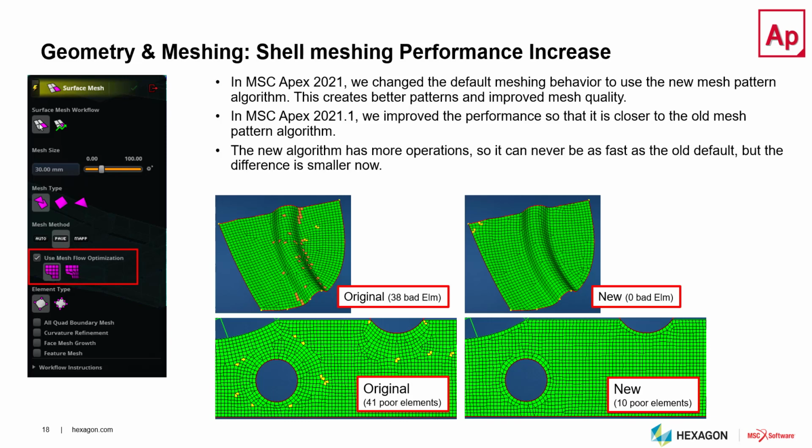Now, the geometry meshing also had an improvement where shell meshing had a performance increase, and you can see here that by default, the use mesh flow optimization is checked, and you can see an example of before and after. Clearly, because of this performance increase, you have a much better mesh that molds to the geometry curves and surfaces. And this is just through incremental improvement of Apex, and we were very proud of this, and so we decided to really call it out in this presentation and let you guys know that we're not letting shell mesh fall by the wayside here. We are incrementally improving that, just like everything else inside of Apex.